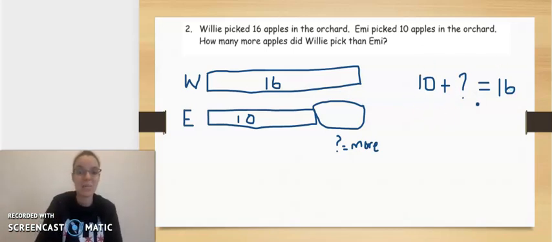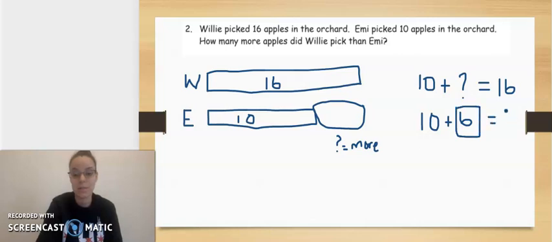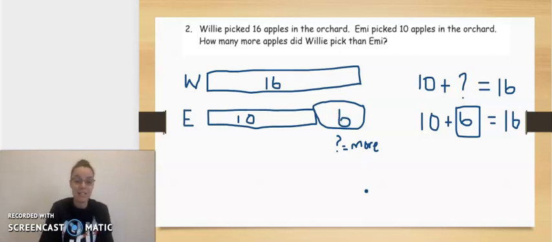But I just did it this way because I already know that 10 plus 6 is 16. So I know that my missing number is 6. Sometimes it's easier to count on. Sometimes it's easier to subtract. And then I fill in my missing number here. And now all I need is an answer sentence.